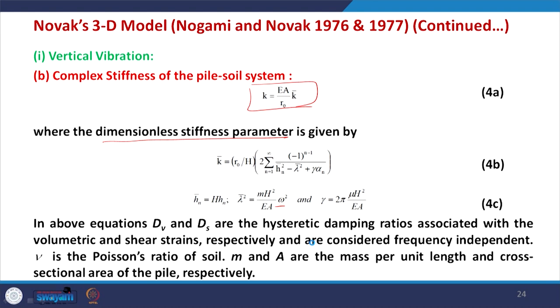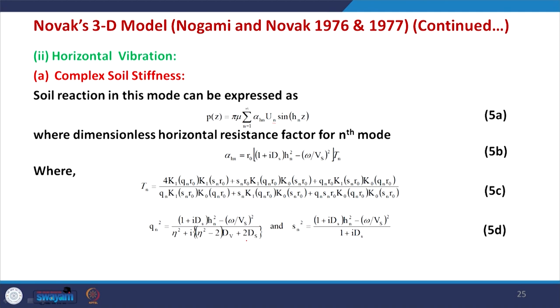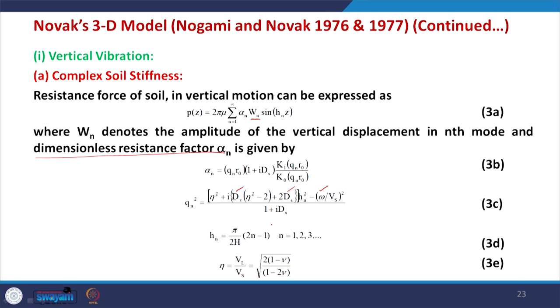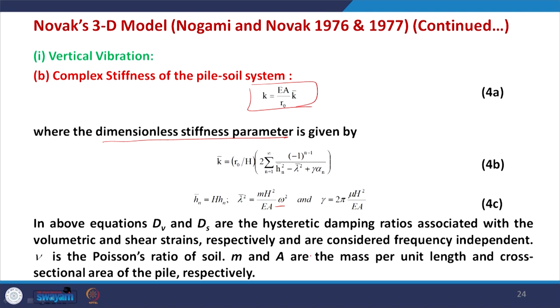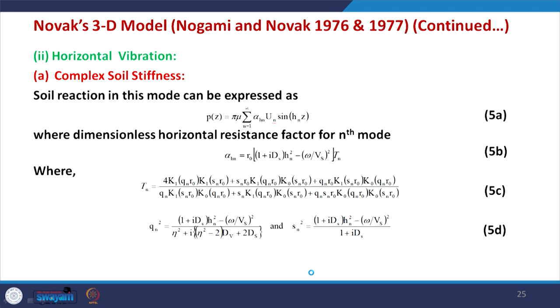There is one basic difference here. In these equations, when we talk about the vertical mode of vibration, the Poisson's ratio does not come into the picture, but here you will get the effect because of Qn and Sn, so dV and dS will be in both cases. If you consider isotropic conditions, then dV and dS, the steady damping ratio, may normally be considered the same in both directions for both volumetric as well as shear. So, for the horizontal vibration the equations are given here, Qn and Sn are also given, and using equation 5a we can find the complex soil stiffness.